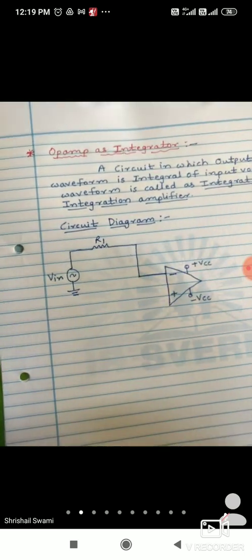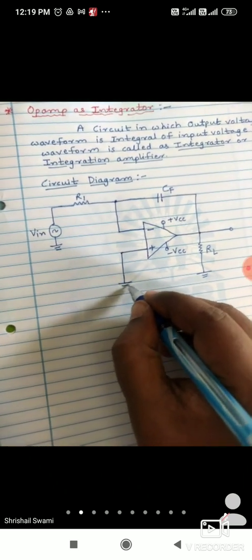This resistor is R1 as it is. In the feedback path, instead of a resistor, we are connecting a capacitor. And the output we are taking across the load resistor, that is RL here. This capacitor we give the name CF, F for feedback, as the capacitor is connected in the feedback path. This resistor is R1 here. Next, the non-inverting terminal is directly connected to the ground here.